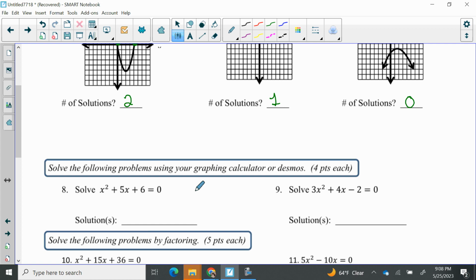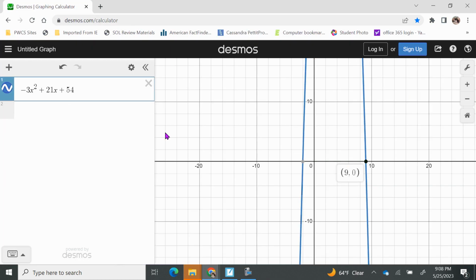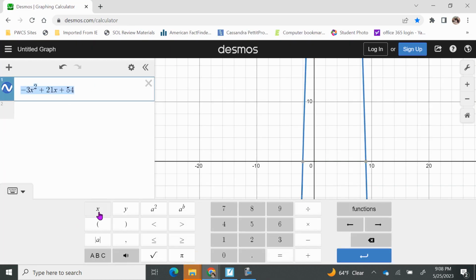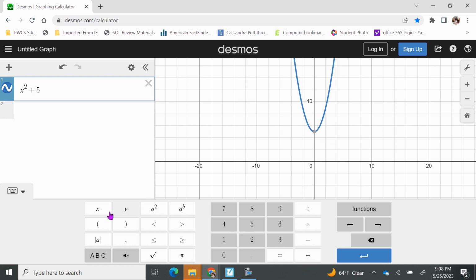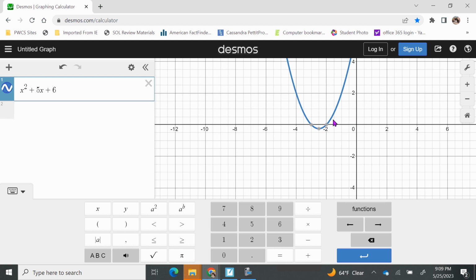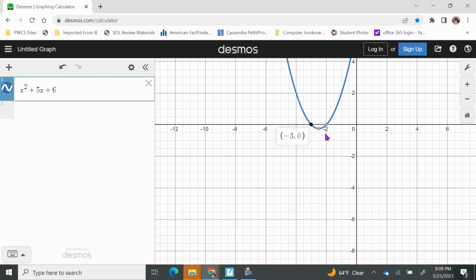Okay, so we can use our graphing calculator or Desmos, or we can go ahead and use factoring. But let's go ahead and use Desmos for these two. We have x squared plus 5x plus 6. And let me pull that up. Here we go. So we have x squared plus 5x plus 6. So I'm going to zoom in a little bit. Okay. And these are my two x-intercepts. My two x-intercepts are -3 and -2. So those are my solutions.